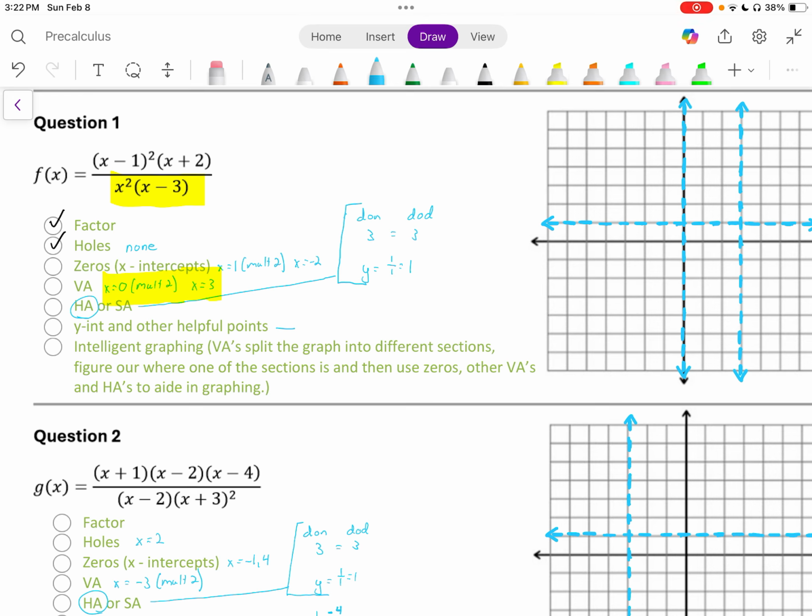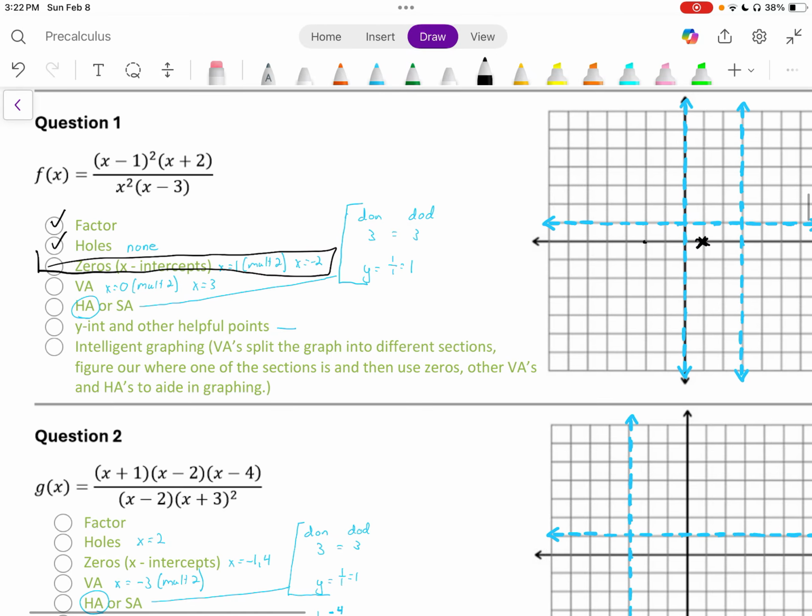Let's go back to zeros, and let's talk about our zeros here and graph them. This is at 1, multiplicity 2, so we put an x there at 1 to remind us that it bounces. And then we have another one at negative 2. We'll just put a dot. Goes through the dots, bounces off the x's. We have our vertical asymptotes drawn there.